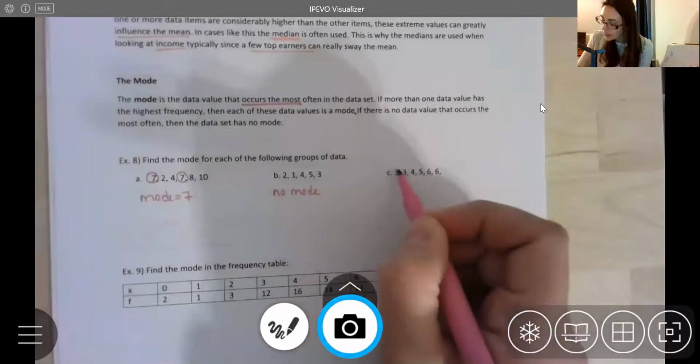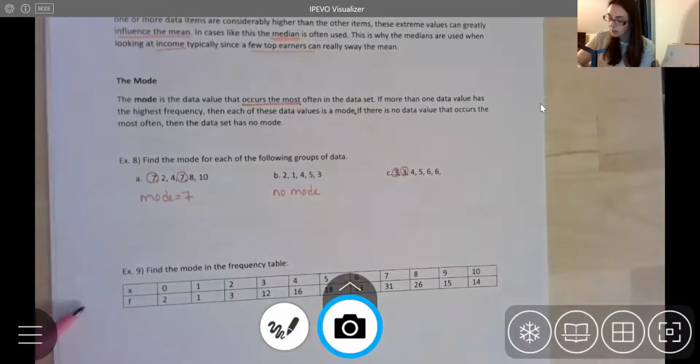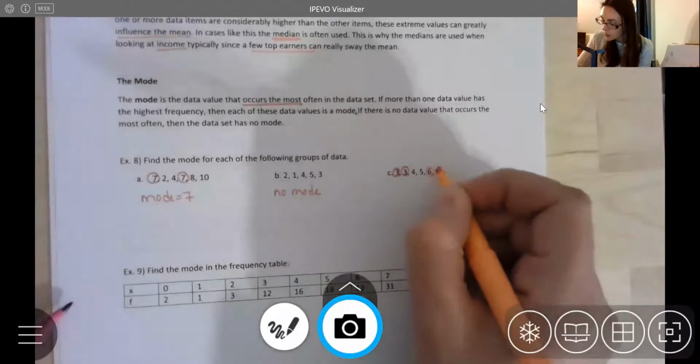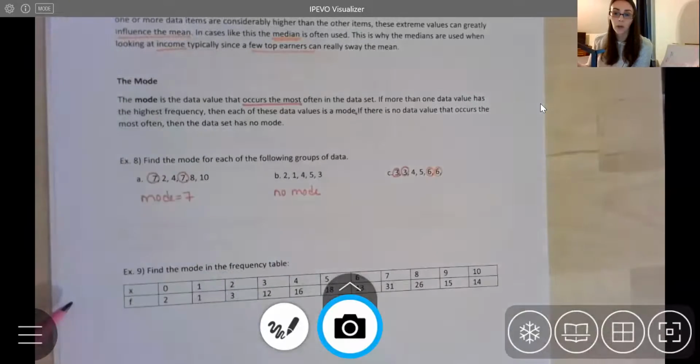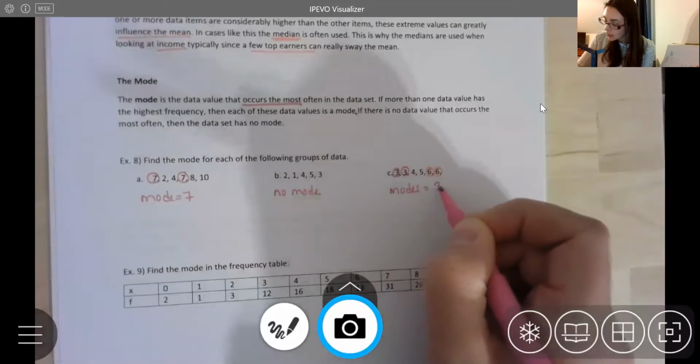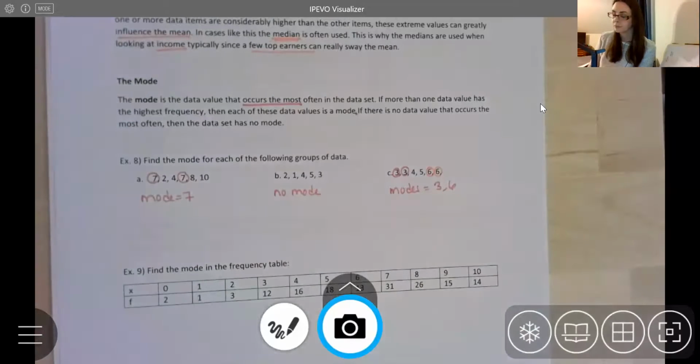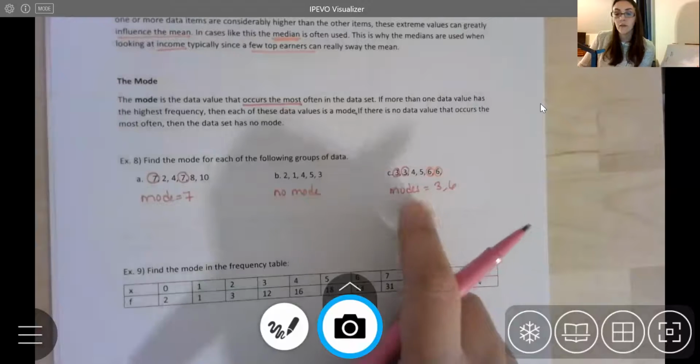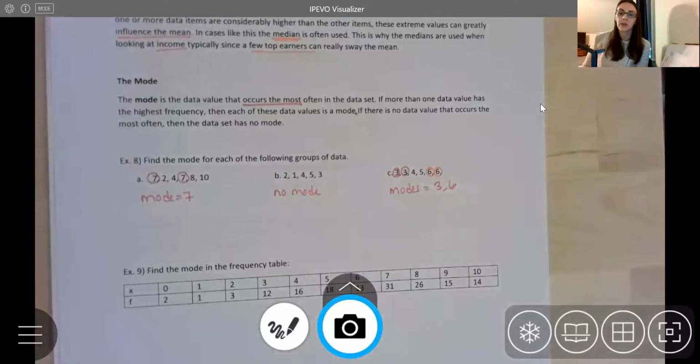And then the last case, I do see that 3 occurs twice, and I see that 6 occurs twice, and then 4 and 5 only occur once. So 3 and 6 definitely both occur more than 4 and 5, and they occur equally more, right? They both occur twice. So here there are 2 modes, and they are 3 and 6. So something like this, if you have more than one mode, we sometimes say multimodal, has more than one.